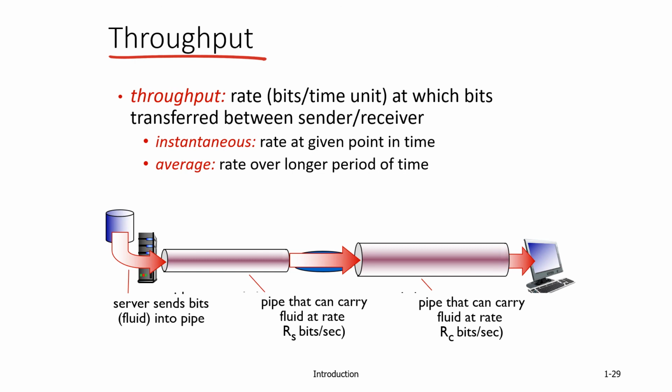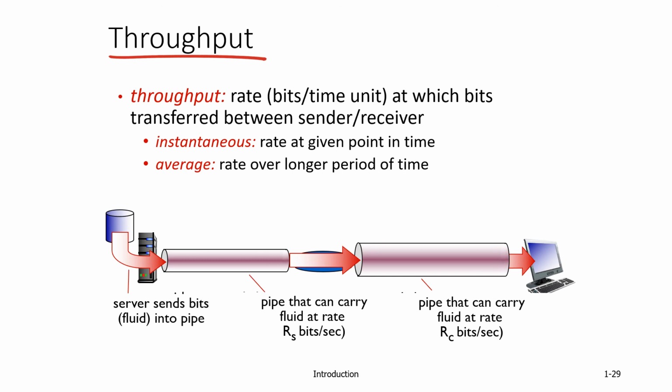So over here, the server sends bits into, let's assume that this link is actually a pipe, and it can carry information at a rate of RS bits per second, whereas the second pipe can carry it at RC bits per second. So if there is a mismatch between RS and RC, how much data can be transmitted, or what is going to be the effective throughput?